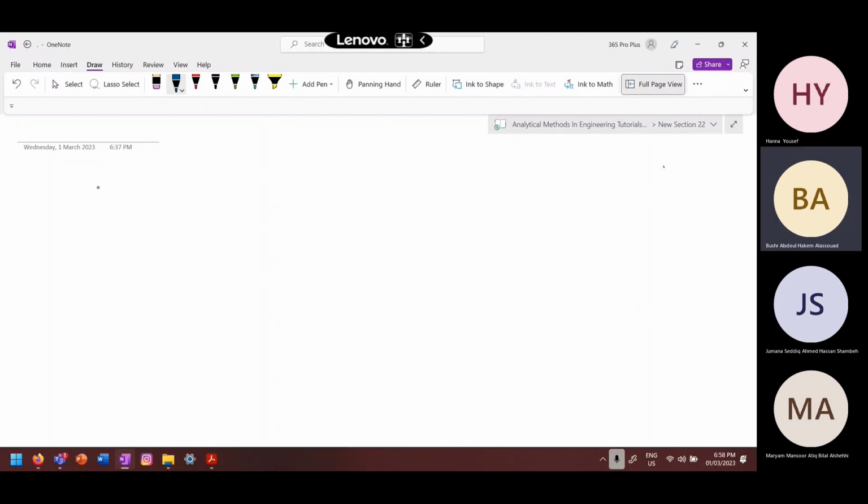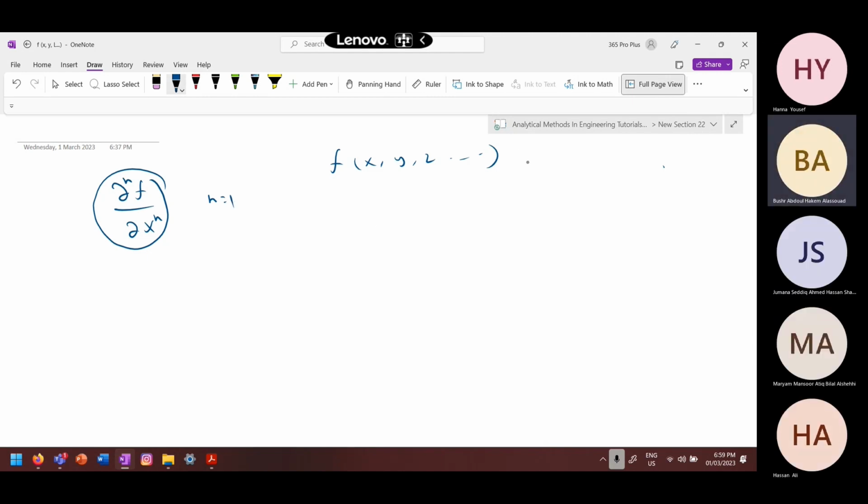We'll talk about the partial differentiation with the degrees. Okay, so partial x to the power n. This means that if you have a function of x, y, z, etc., and you're asked to do a partial differentiation, and let's set, for example, n is equal to 1, this means that you'll do a differentiation only with respect to this variable.